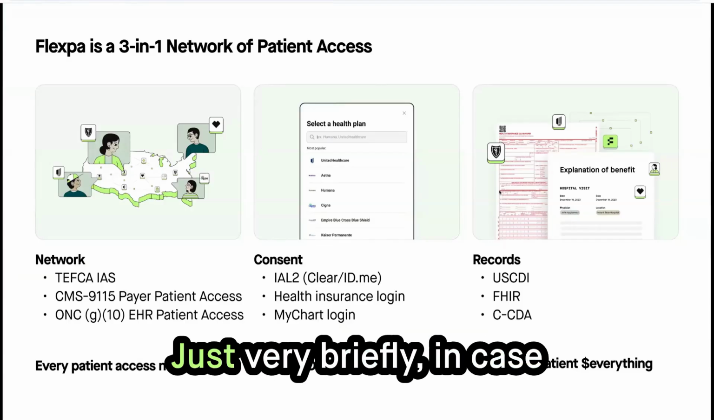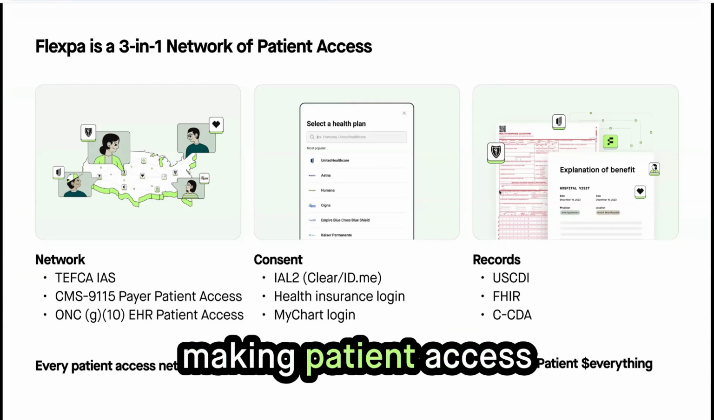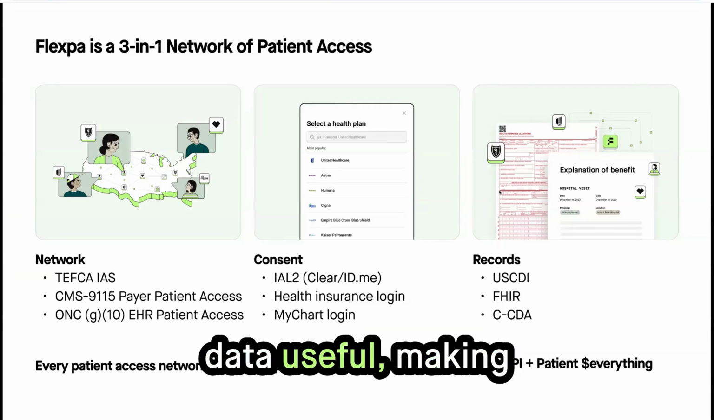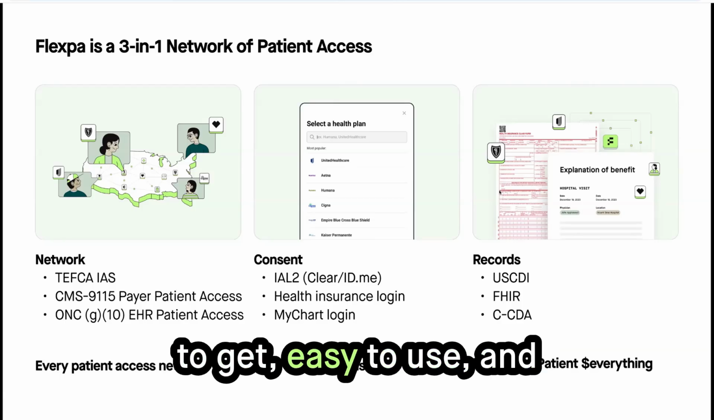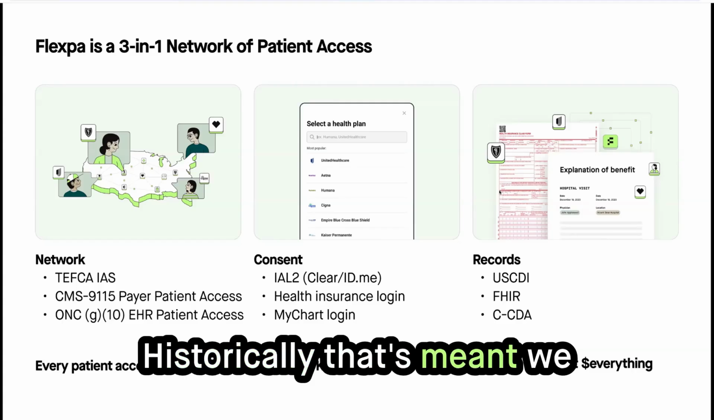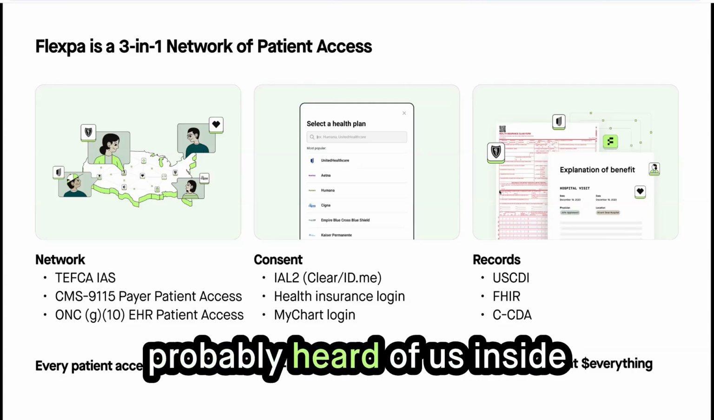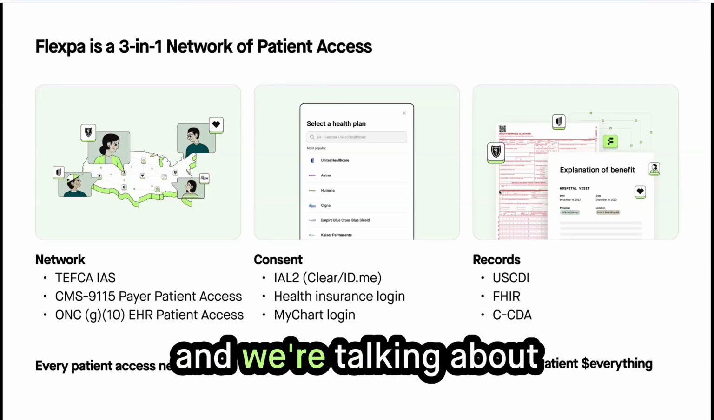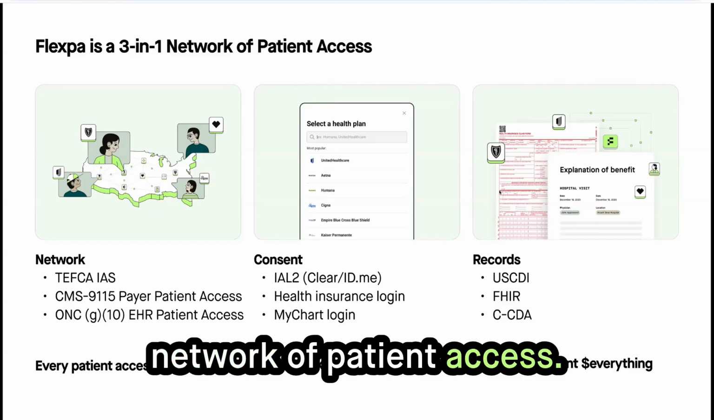What does Flexpa do? Just very briefly, in case you haven't heard of us, Flexpa is obsessed with making patient access data useful, making patient-consented healthcare records easy to get, easy to use, and for patients, easy to give. Historically, that's meant we focused a lot on CMS 9115. If you've heard of us before, you've probably heard of us inside of the claims context, and we're talking about claims today. But Flexpa is really a three-in-one network of patient access.